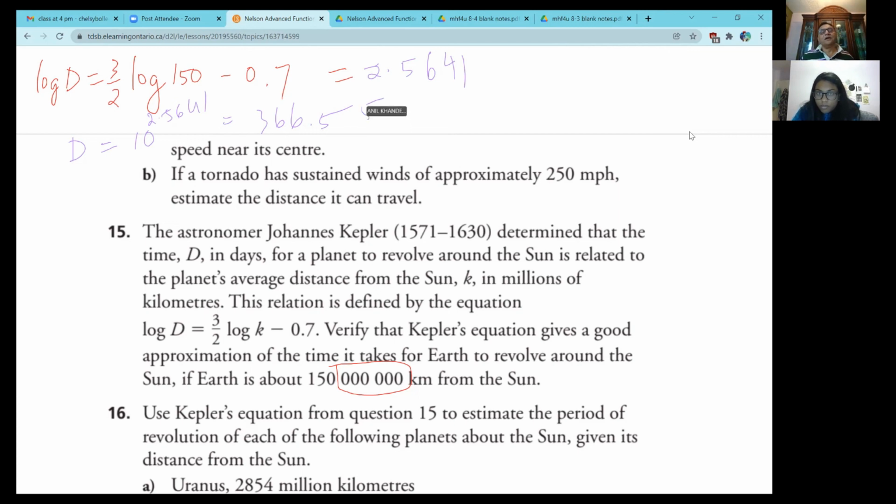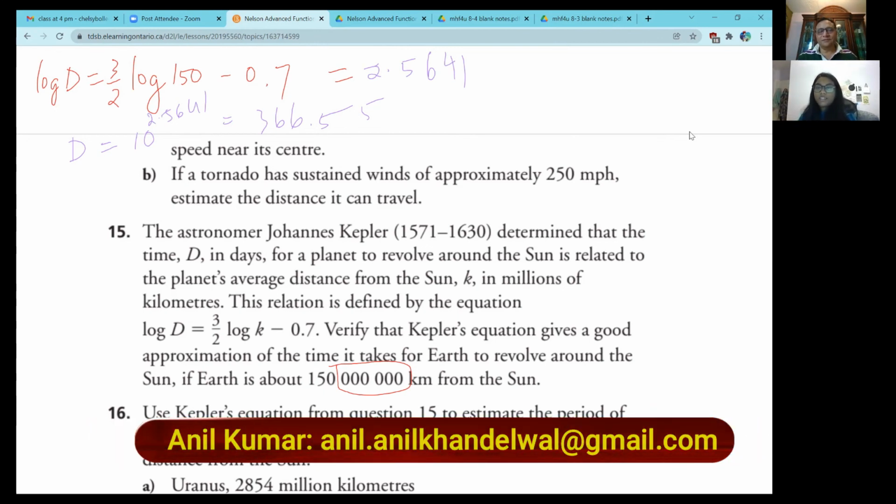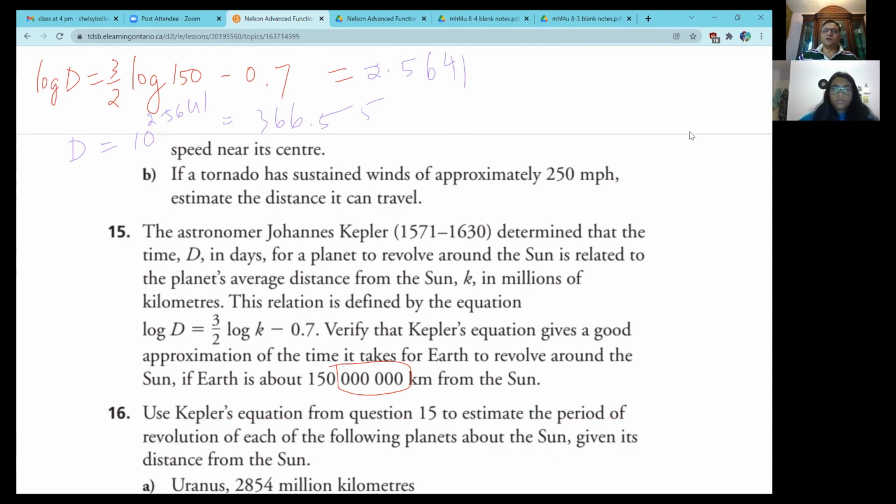You see that? Because log of d is that value, 2.5641, and d should be 10 to the power of 2.5641, which is 366.55. So you just do 10 to the power of the number we got, and that's the answer? Yes, because log d is that much, right? Not d. We have to find what d is. So log of d is 2.56. d will be 10 to the power of 2.56, which gives you the number of days in a year, correct? So that is how you have to do it.